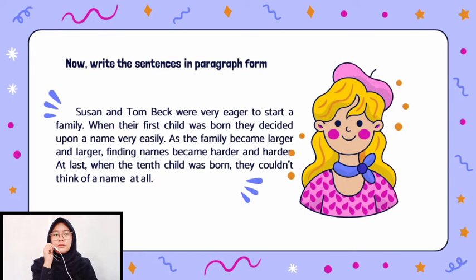Alright everyone, and this is my sentences in paragraph form. Susan and Tom Beck were very eager to start a family. When their first child was born, they decided upon a name very easily. As the family became larger and larger, finding names became harder and harder. At last, when the 10th child was born, they couldn't think of a name at all.